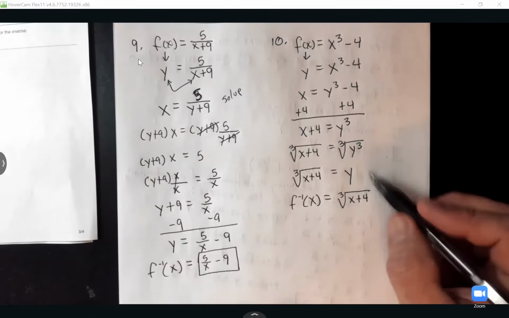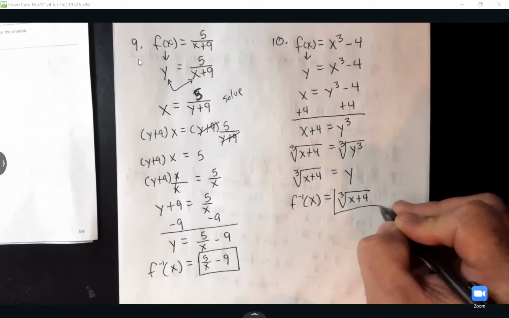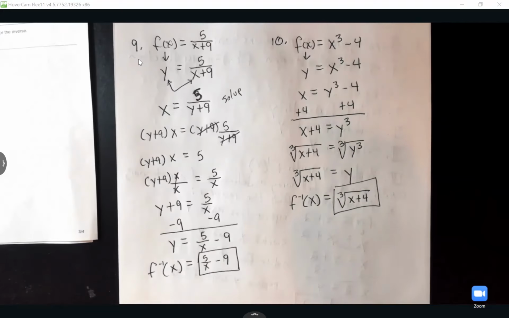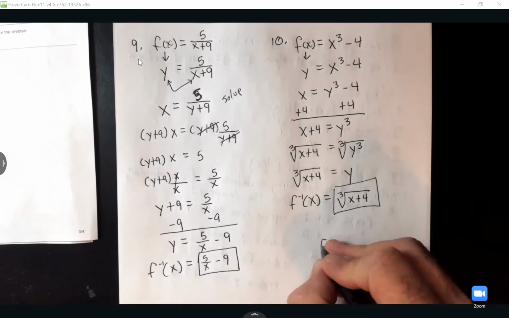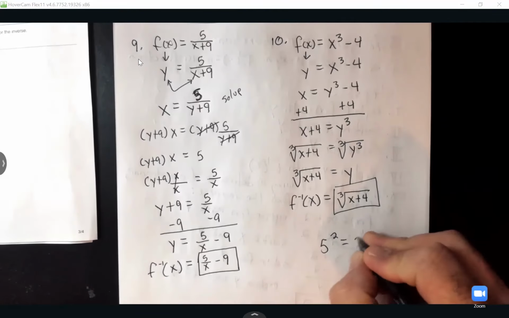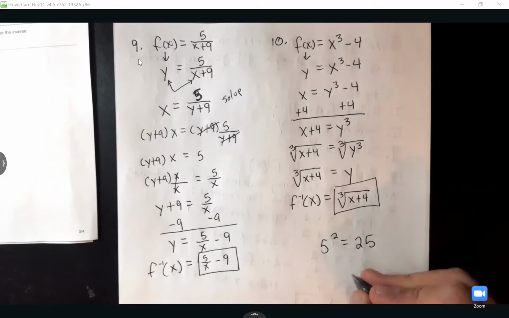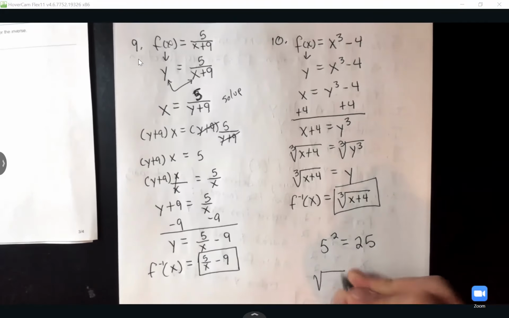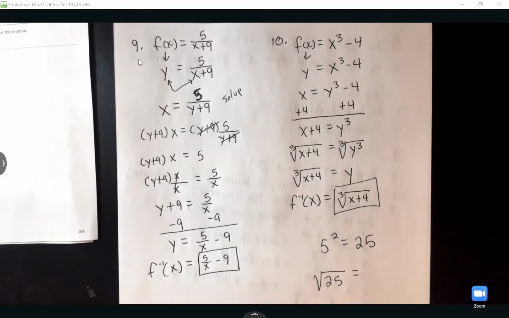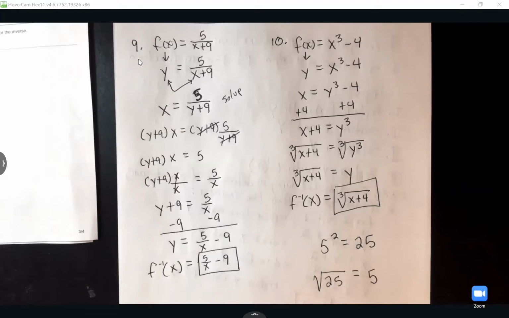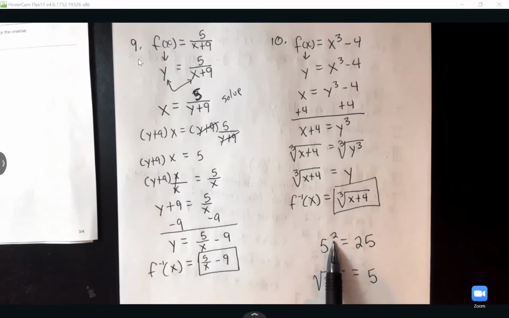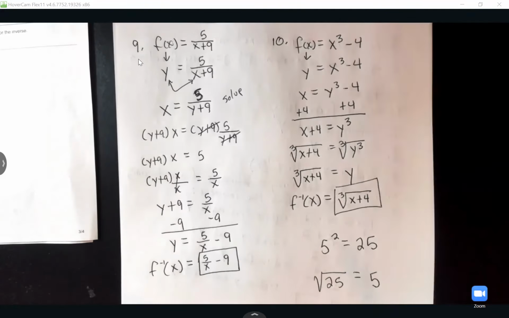So y'all, let me prove what I just did, because it's sort of tricky doing these roots. Think about this. 5 squared equals what? 25. So what's the square root of 25? That equals 5, right? See how that radical undid what that exponent did? So remember that.